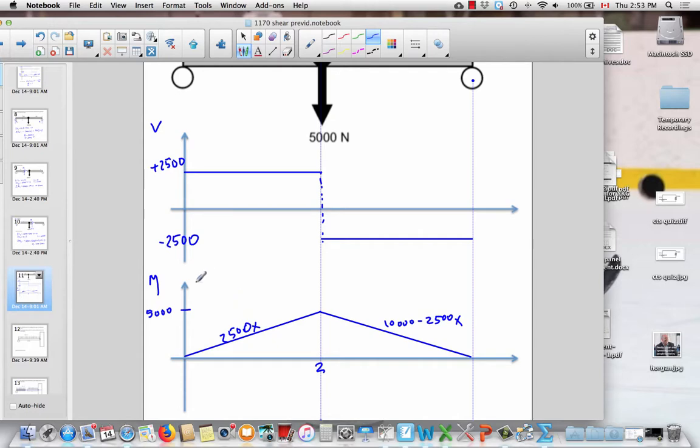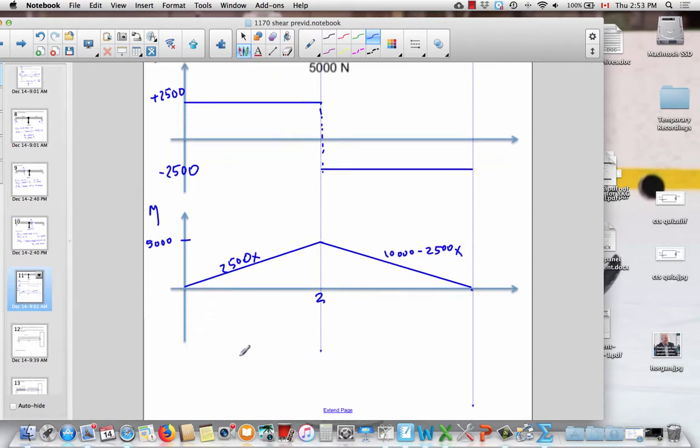Then for the bending moment, it increased to 2500x up to the point x equals 2, where you've reached a maximum bending moment of 5,000 Newton meters. Then it decreased back down to zero bending moment at the support, according to this equation right here. Once again, reminder that the rate of change of the bending moment was exactly equal to the shear force, and the discontinuity in the shear force was exactly equal to what that point load was.